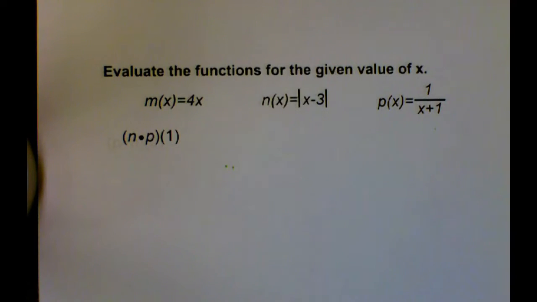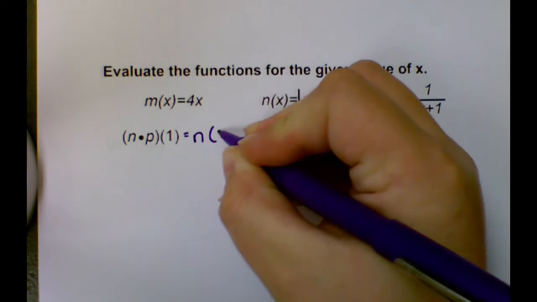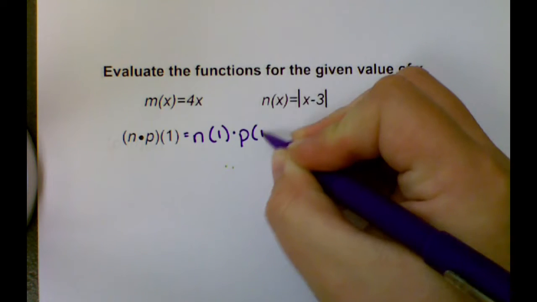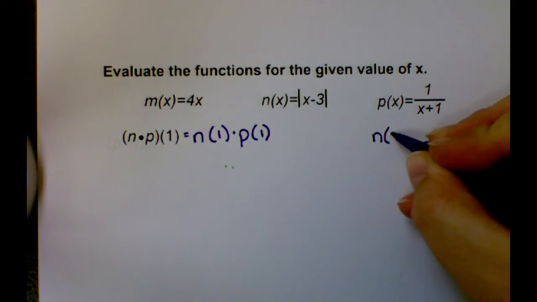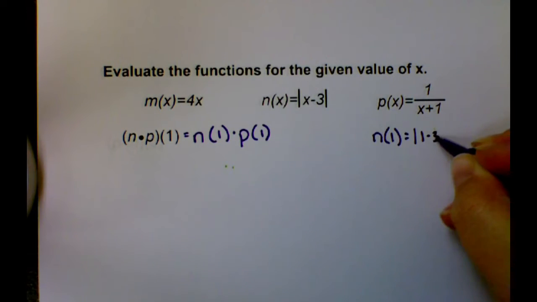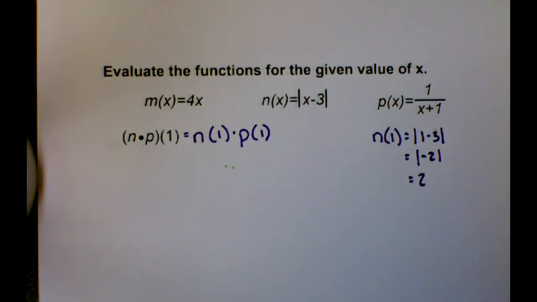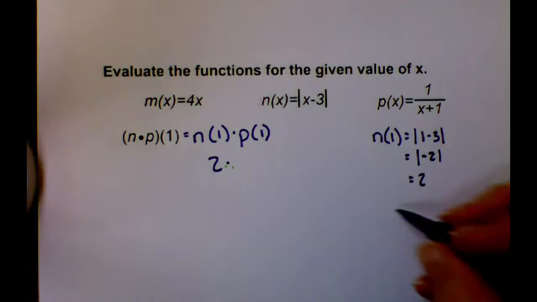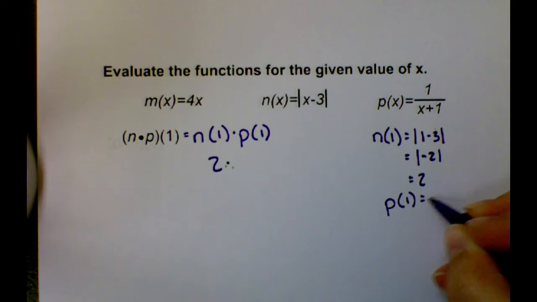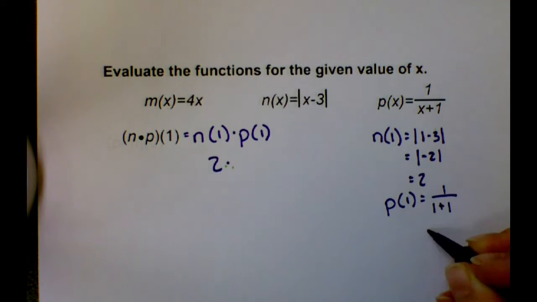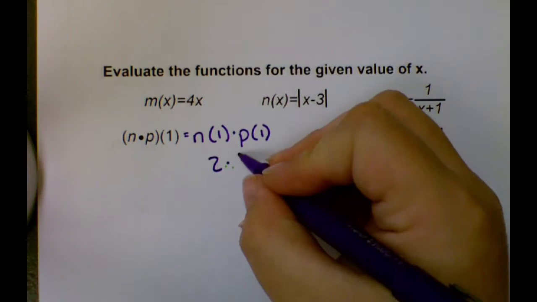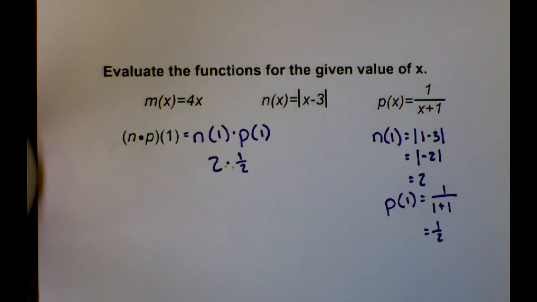For our next one, we're going to do n times p of 1. Well, just like before, with the adding, I can take n of 1 times p of 1. So let's find n of 1. The absolute value of 1 minus 3. Well, that's the absolute value of negative 2, which is just 2. And p of 1 is 1 over 1 plus 1, which is 1 over 2. So we have 2 times 1 over 2, which is just 1.